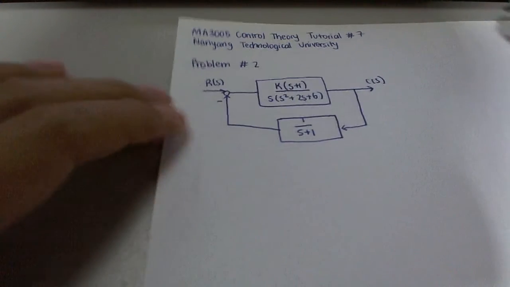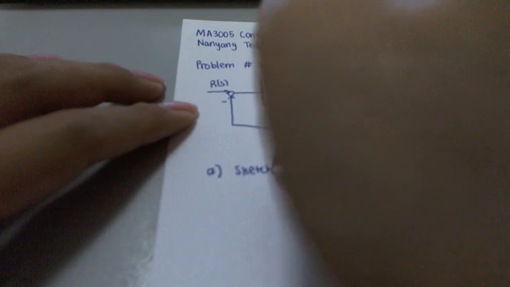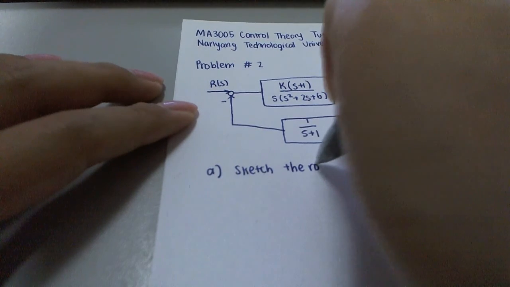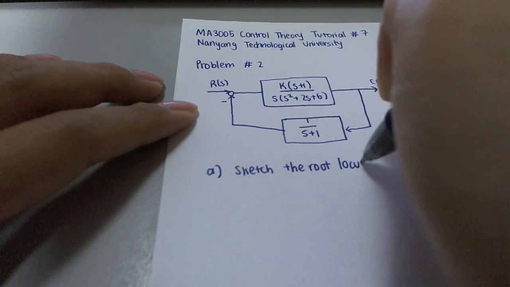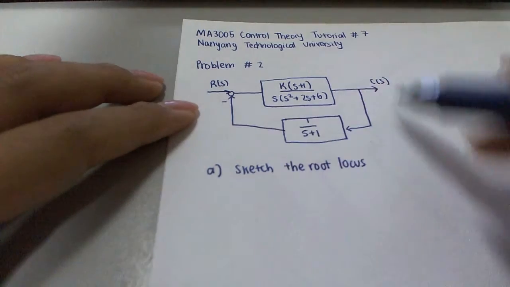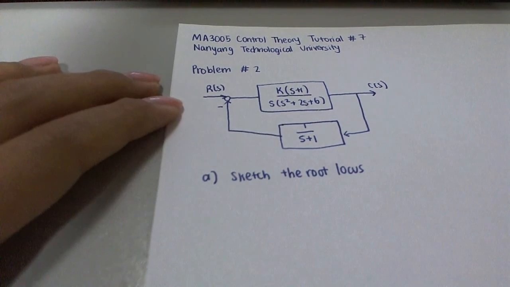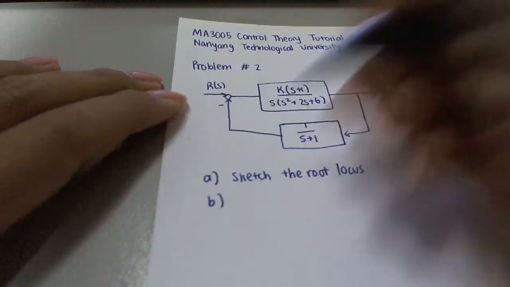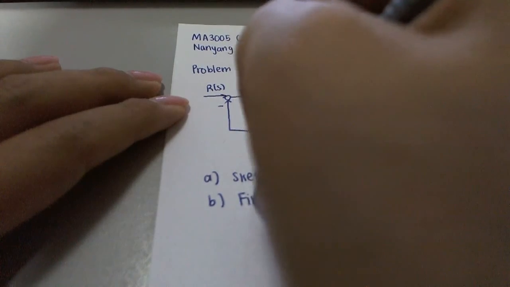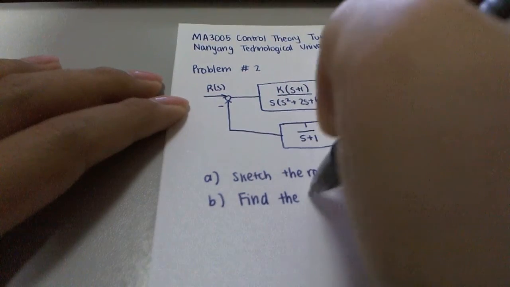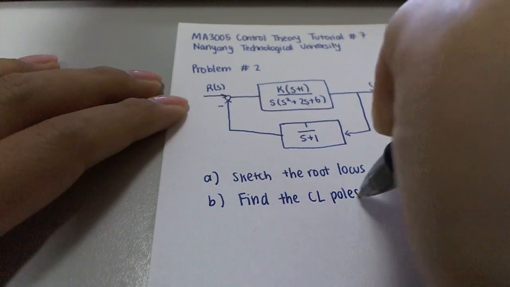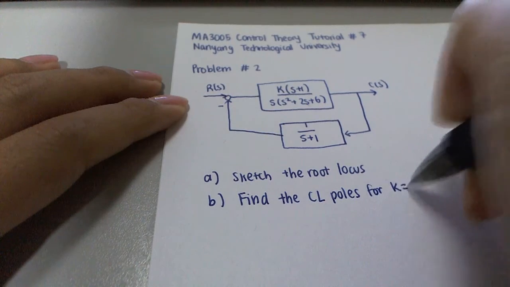So first of all is to sketch the root locus for the system given in this following block diagram. And then the second part is to find the closed loop poles for k equals to 5.